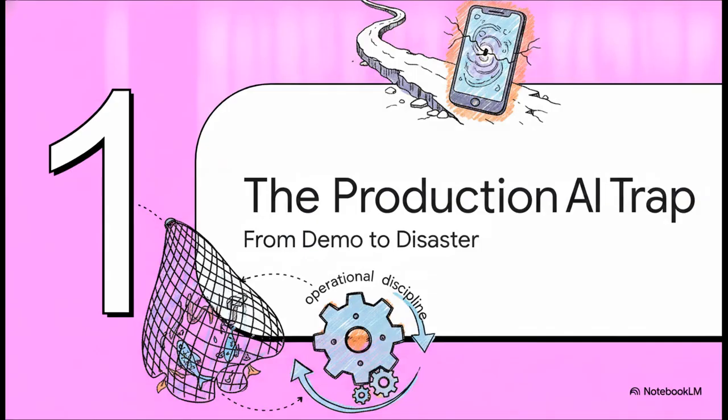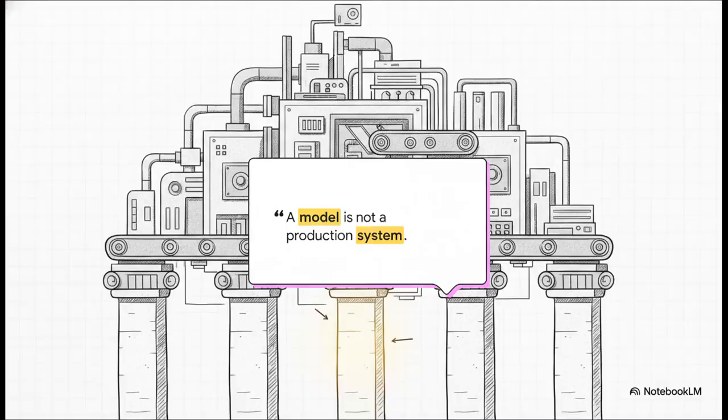All right, starting off with section 1, the production AI trap, from demo to disaster. It is absolutely essential for software engineers and founders to shift their mindset away from clever prompt tricks and toward real operational discipline. Listen, relying on some clever prompt engineering might get you a viral demo on social media, but it is definitely not going to build you a sustainable business.